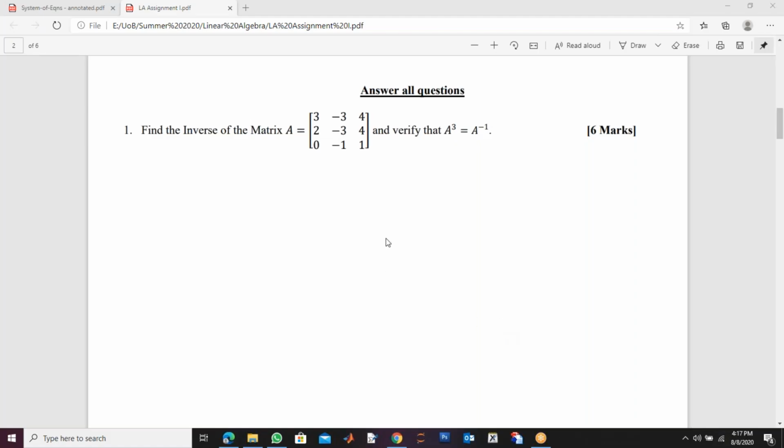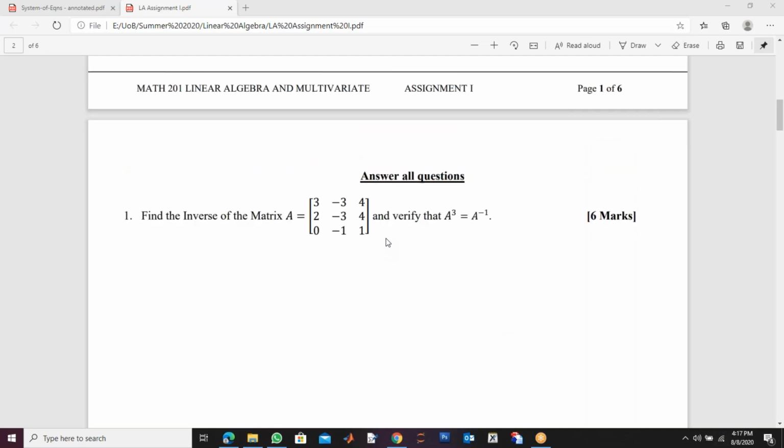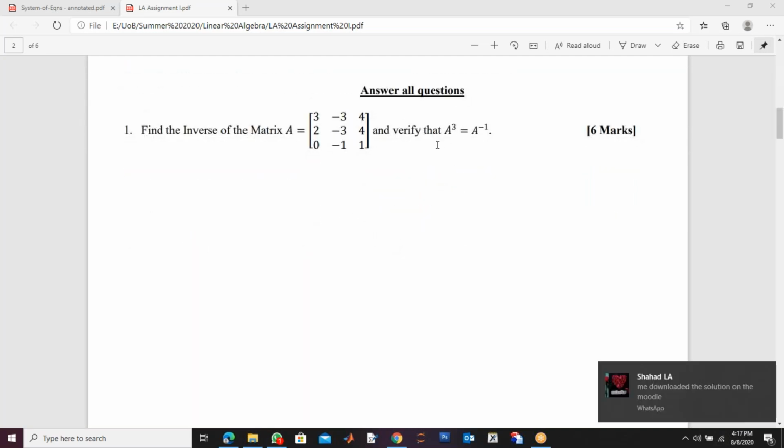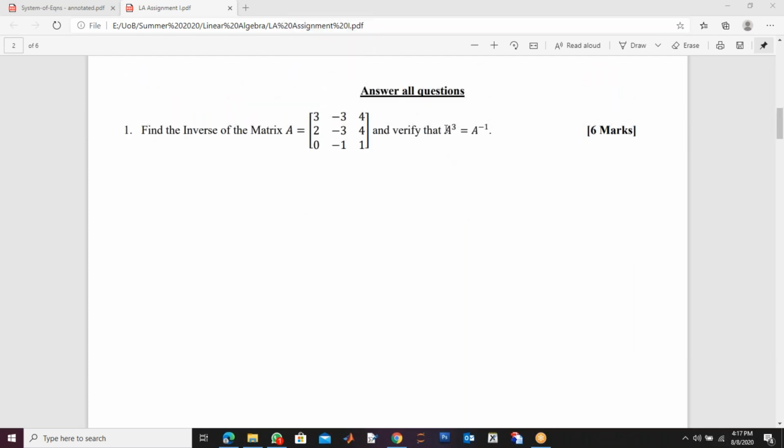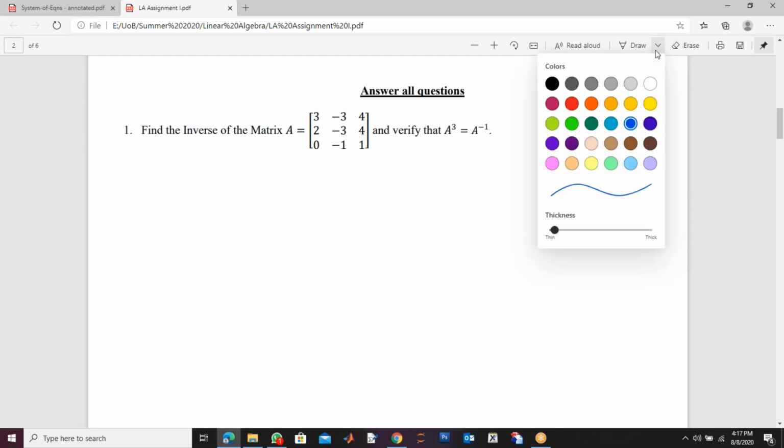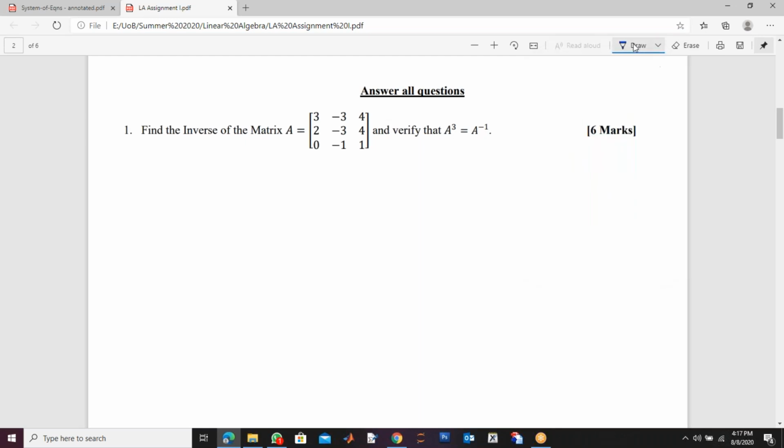All right, so last three problems. Okay, so this was simple. You know how to find the inverse of A and also the power. So for A cube, you can just simply multiply A with A.